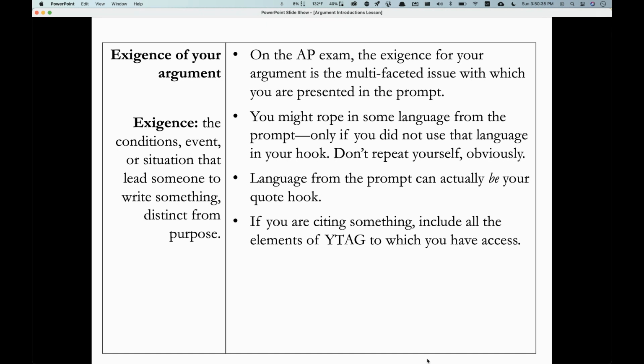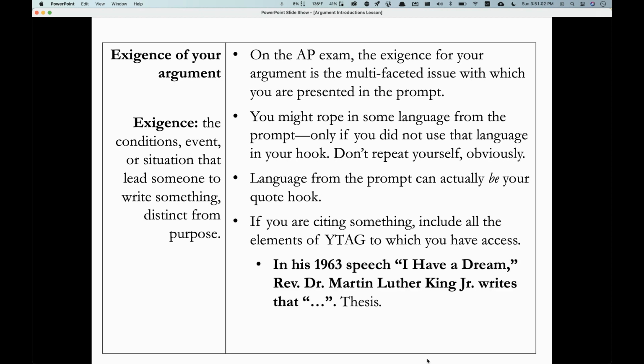If you're citing something, please make sure that you are including all the elements of YTAG to which you have access. If they're in the prompt, include them. If you're writing an argument about some topic that was written about in another text that's not an AP prompt, make sure that you're citing that text as the origin or exigence of your argument. This person said this thing in this book in this year, and here's what I think about it, or here's what I want to say about it. For example, in his 1963 speech, I Have a Dream, Reverend Dr. Martin Luther King Jr. writes that some statement, and then you are going to respond to that statement. You're going to talk back to it. Oh, you're going to clap back to whatever he said.